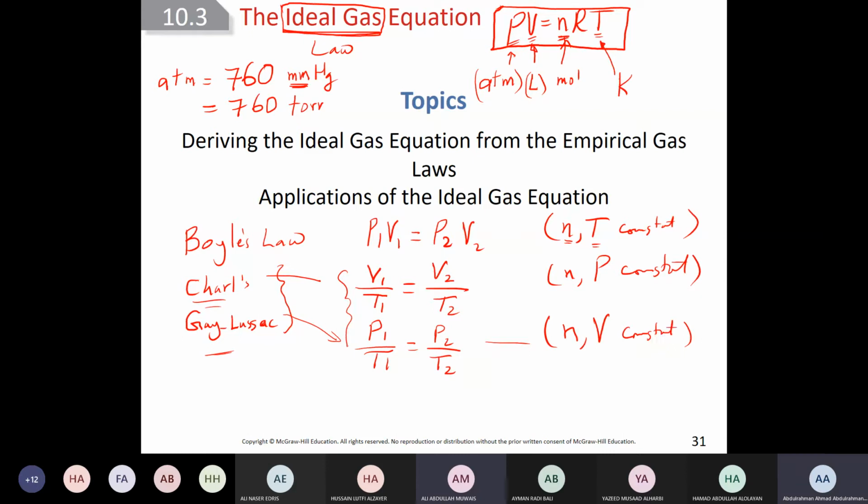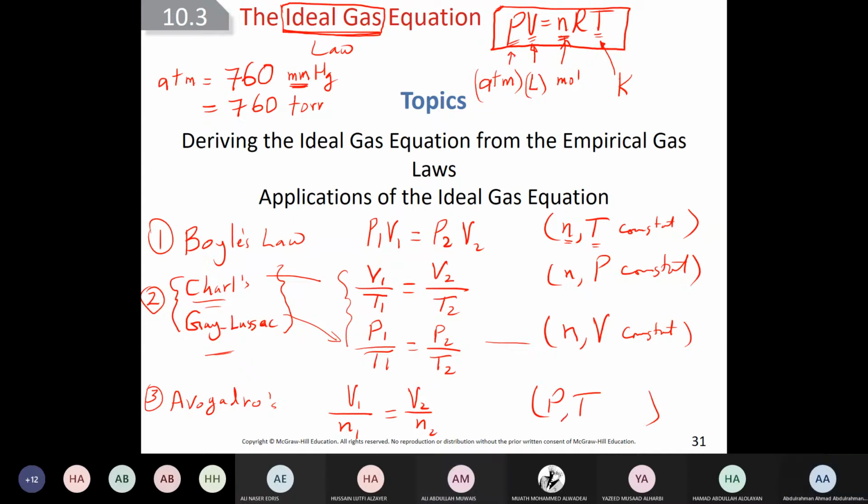Excellent. So this is law number 1. Both of these are now law number 2. I want the third law. What is it? Avogadro's law. What's the law? V1 over N1 equals V2 over N2. What's the condition? P and T are constant. I hope this is clear.